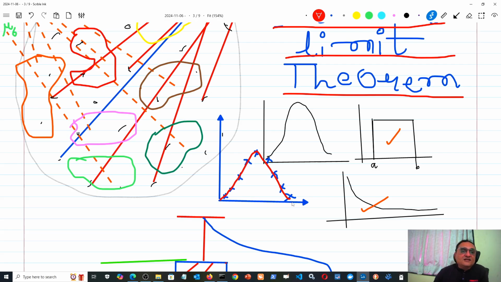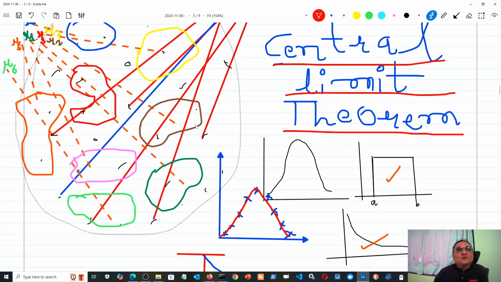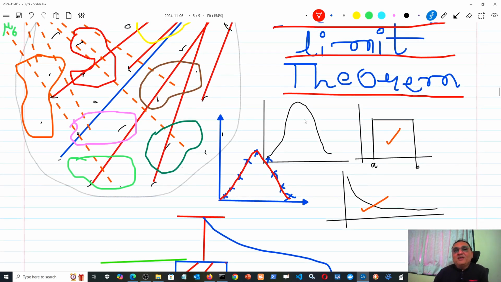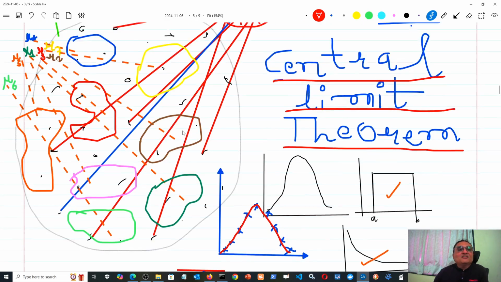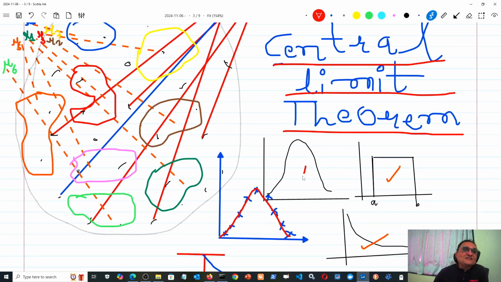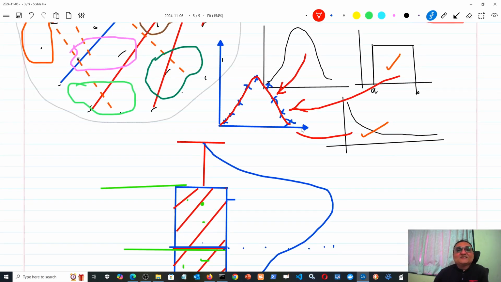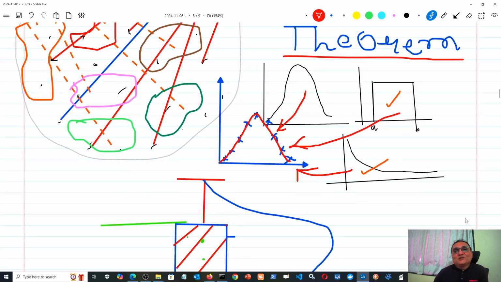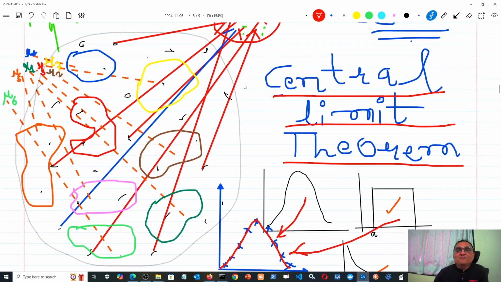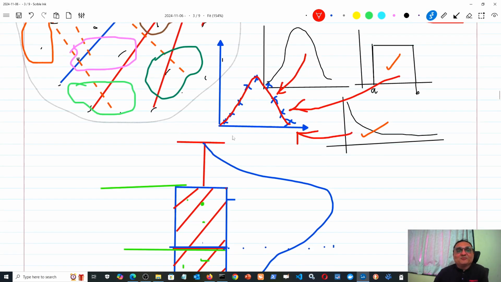Then the central limit theorem says that your original population had a distribution like this, or like this, or like this. So it may or may not have a normal distribution, but there is a guarantee that whether the original population is already normal, or uniform, or exponential, or whatever it is, the means of various samples which are drawn randomly from that population will always follow a normal distribution.